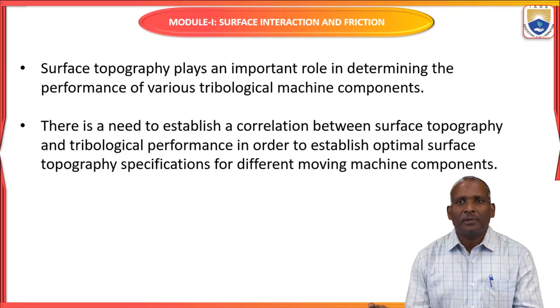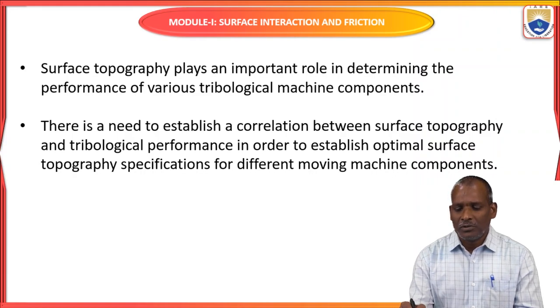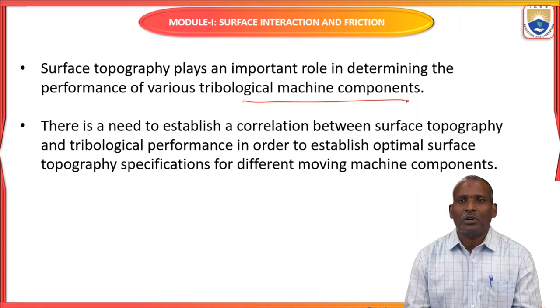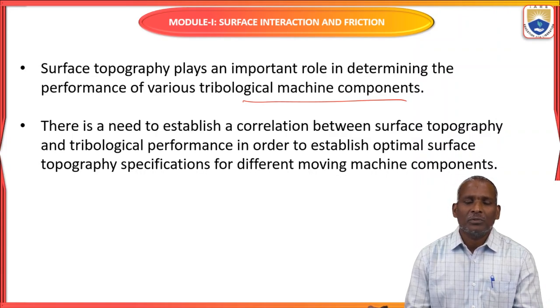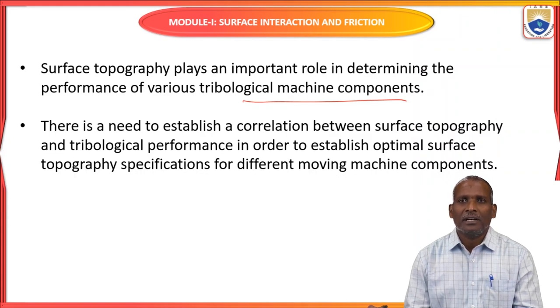Surface topography plays a very important role in determining the performance of various tribological machine components. Various tribological machine components means whenever two components are in contact, like mechanical bearings, sliding contact bearings and rolling contact bearings, gear transmission, and a piston moving inside a cylinder. These are all tribological machine components, and the performance of these machines depends upon the surface topography.